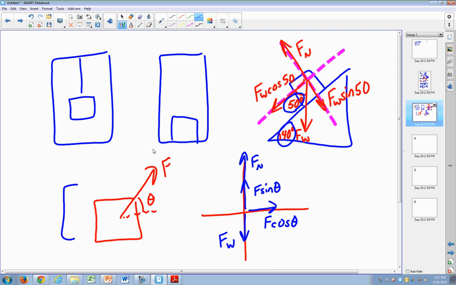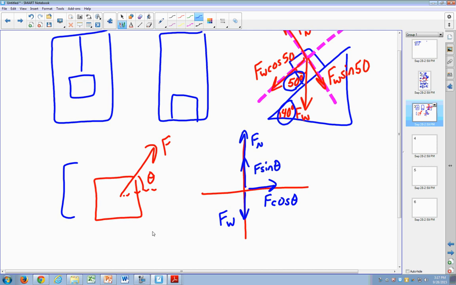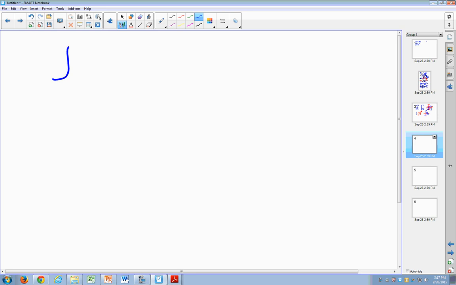But just remember that static friction, well, first our general formula for friction, which you just need to memorize, and you will have to use it, is that friction is equal to mu times the normal force. That's true for both static and kinetic. So we just put a little subscript for whether it's static or kinetic.